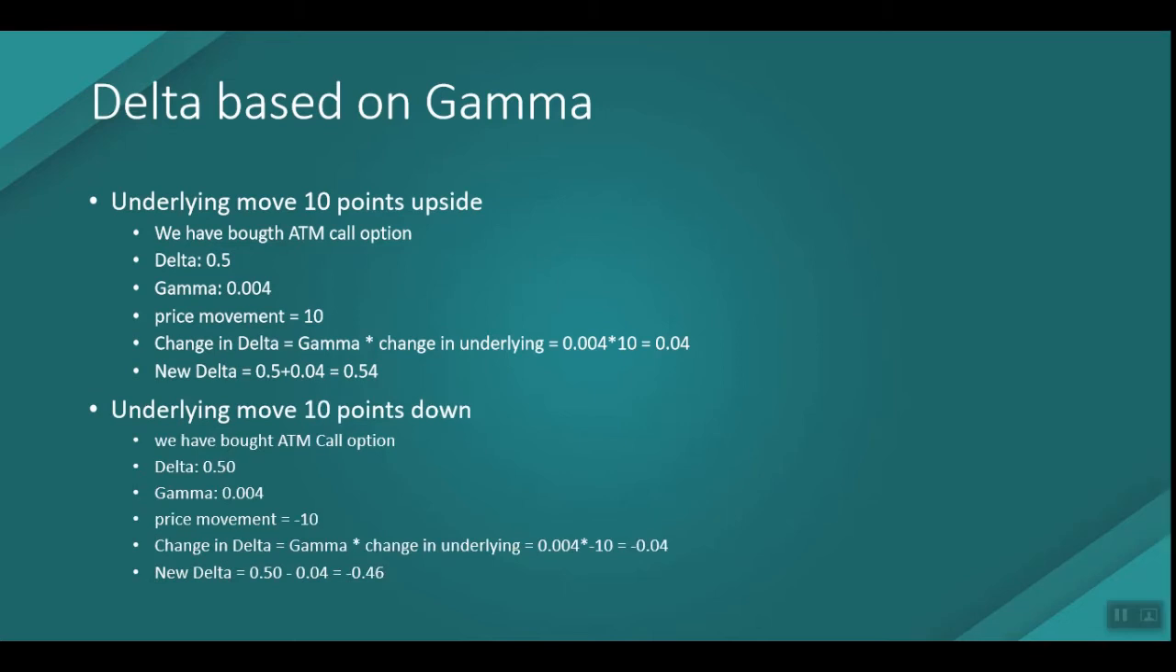Now let's assume on the downside the stock moves 10 points down. We have bought the at the money call option, so the delta is 0.54, the gamma is 0.004, and the price movement is minus 10. The change in delta will be gamma times the change in underlying, which is 0.004 times minus 10, which is minus 0.04. So our new delta will be 0.46. As the stock started moving down, our delta reduces.